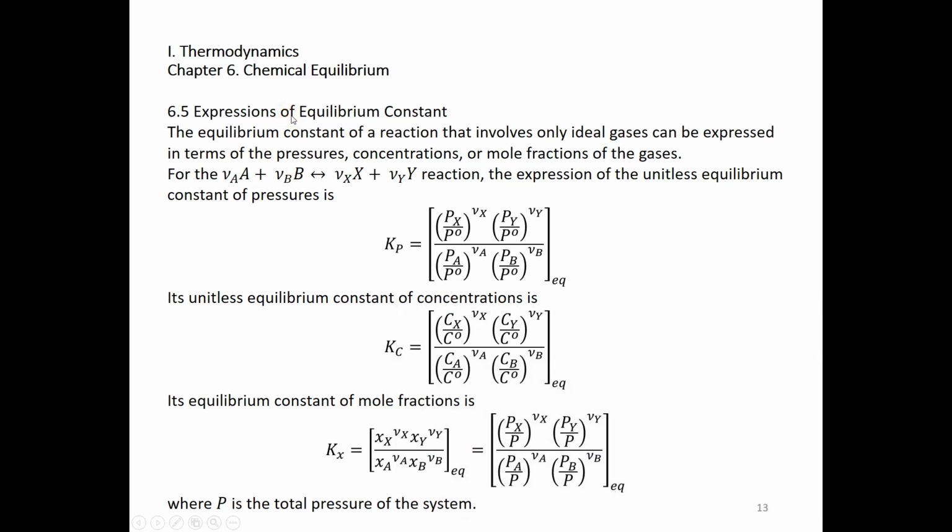Chapter 6, Chemical Equilibrium. Section 6.5, Expressions of Equilibrium Constants. The equilibrium constant of a reaction that involves only ideal gases can be expressed in terms of the pressures, the concentrations, or the mole fractions of those ideal gases. Here's the example. In this reaction, A and B are reactants, X and Y are products. Nu sub A, nu sub B, nu sub X, nu sub Y are coefficients.